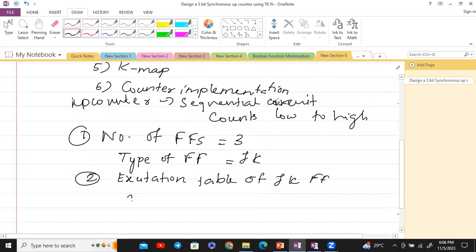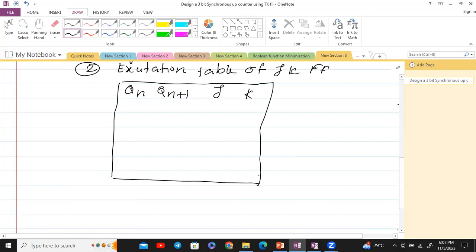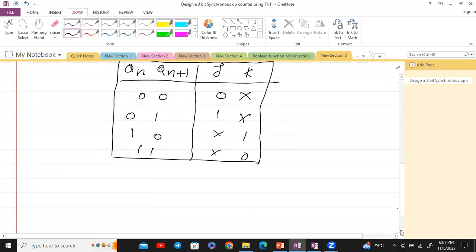The excitation table consists of the present state Qn, the next state Qn plus 1, and J and K as the outputs, right? The combinations of Qn and Qn plus 1 are 0 0, 0 1, 1 0, 1 1. For JK flip-flop, for 0 0, it is J equals 0, K don't care. For 0 1, it is 1, don't care. For 1 0, it is don't care, 1. And for 1 1, it is don't care, 0. This was already discussed based on the flip-flop operation. Okay.